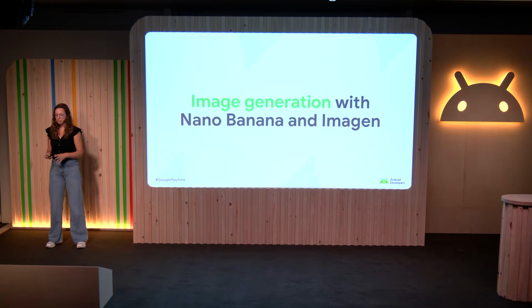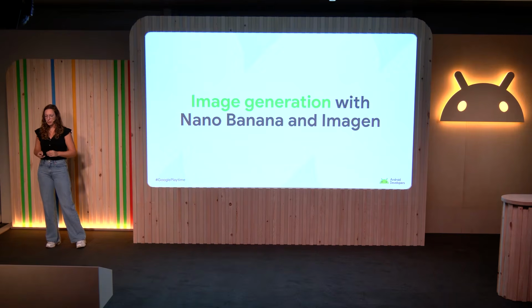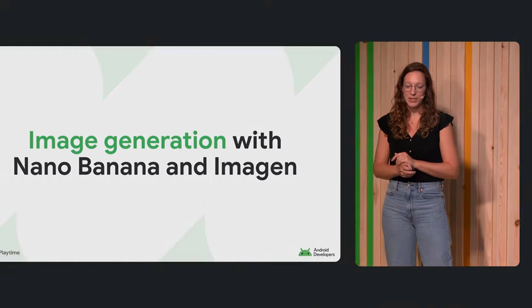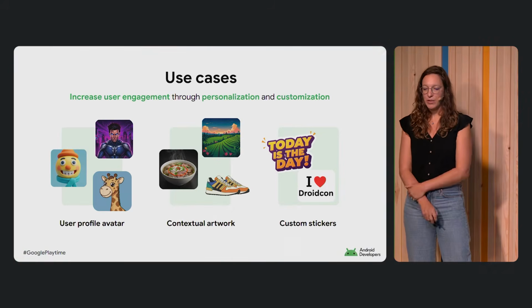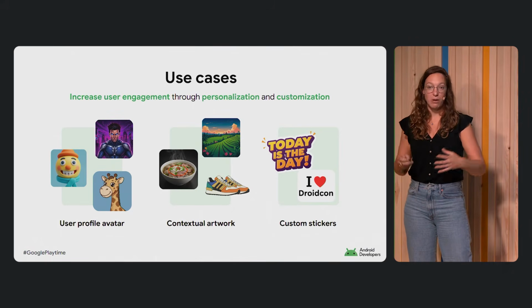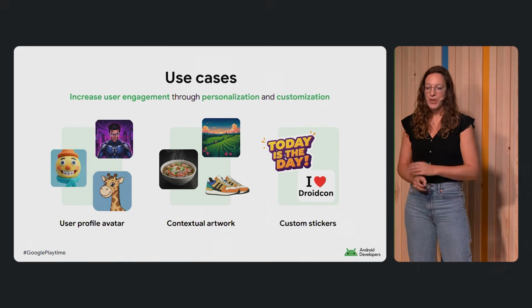So let's talk about a creative area, image generation, using Nano Banana and Imagen. This is where our models turn text prompts into stunning visual realities, and they transform user engagement through customization and personalization. The use cases for this visual power are quite wide, right? They all center, though, on one critical theme, increasing your user engagement through personalization and customization.